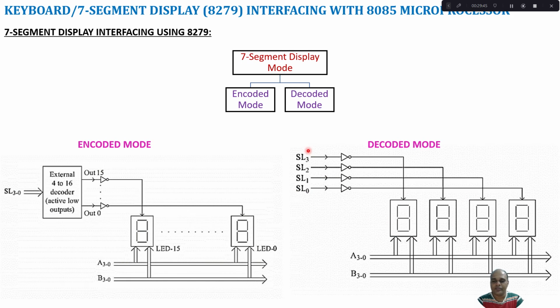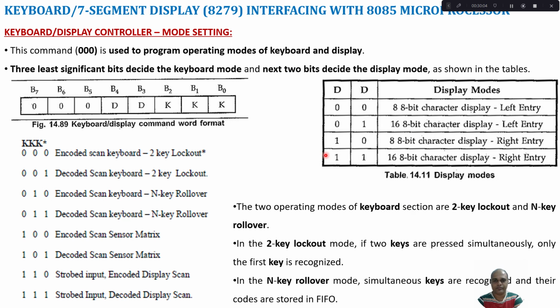So here we use individual select lines or scan lines SL0 to SL3 for selecting the individual 7 segment displays, and the corresponding character to be displayed, the binary bit pattern will be given by A0 to A3 and B0 to B3. So this is your decoded mode.